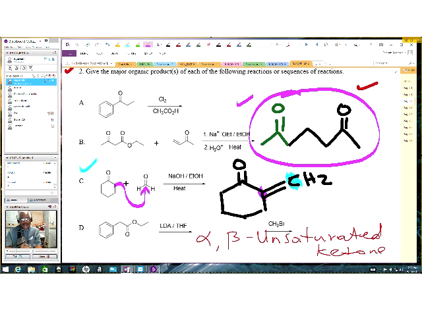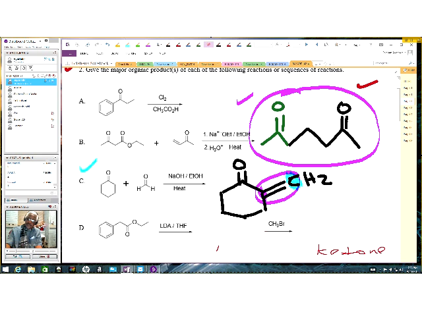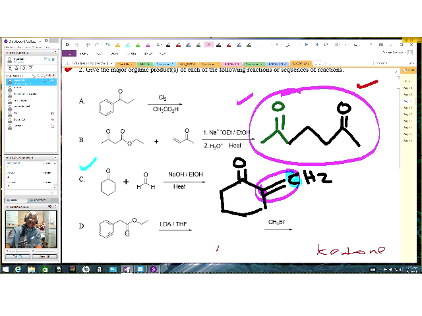And in the process, two alpha hydrogens will be lost. One oxygen from the other carbonyl compound will be lost, and that will be replaced by a carbon-carbon double bond, and that is what we have here. Okay? And that is your classic aldol condensation reaction. Okay, supposing I give you this. Take this out. Supposing I give you this.